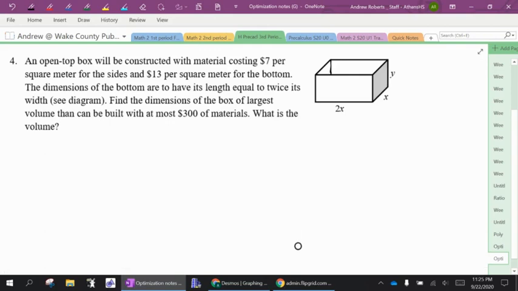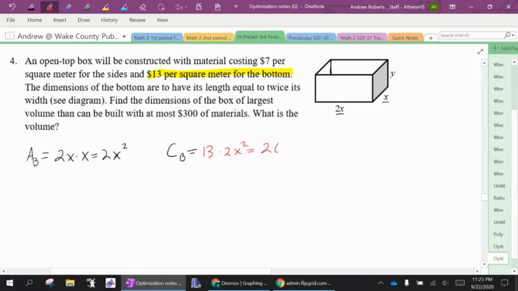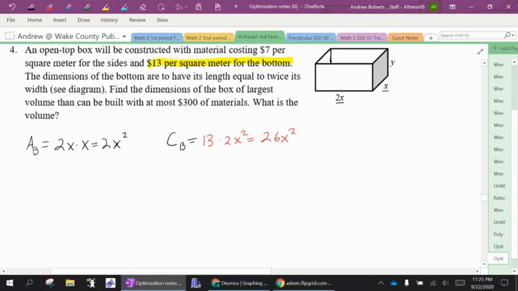And I know the bottom, so the area of the bottom is going to be, well, it would be length times width, but in this case, I got 2x and x. So the area is going to be 2x times x, which is 2x squared. And so the cost of the bottom is going to be the price they said, which is, for the bottom, $13. So 13 times 2x squared, which is 26x squared. That's the cost for the bottom of my box.